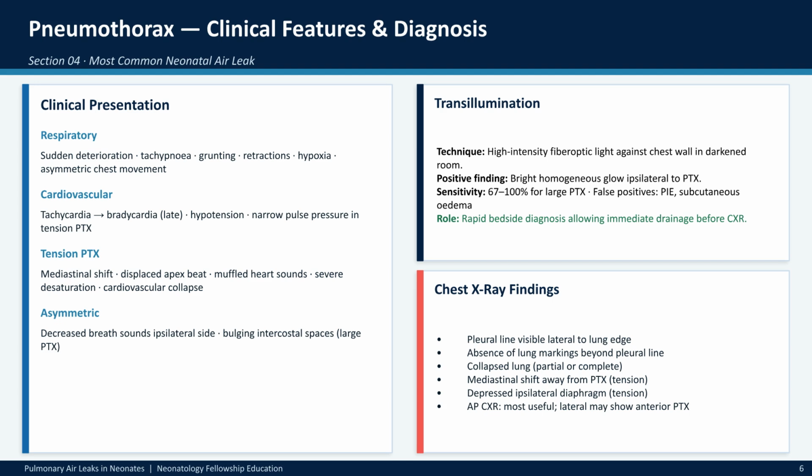Pneumothorax presents with sudden respiratory and cardiovascular deterioration. Tension PTX signs include muffled heart sounds and cardiovascular collapse. Transillumination offers a rapid bedside diagnosis. Chest X-ray findings include a visible pleural line, absence of lung markings, and mediastinal shift in tension cases.